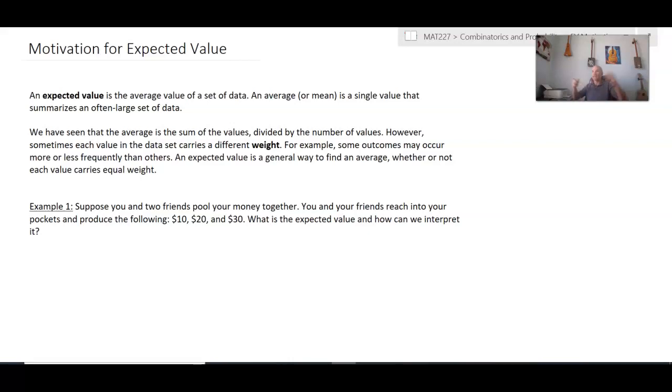An average is a way to take that data set and reduce it. It's called a data reduction method. And we get a single value that sort of tells us how, on average, those values appear. We're going to give that a little bit more meaning in this video. So an expected value is a more general way of computing a mean when the weights on the values are potentially different. Let me give you an example.